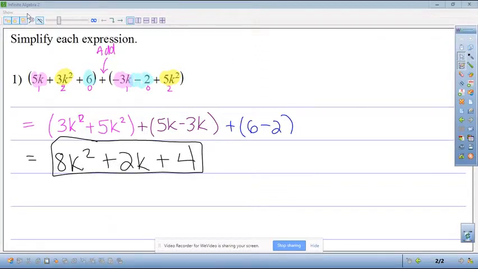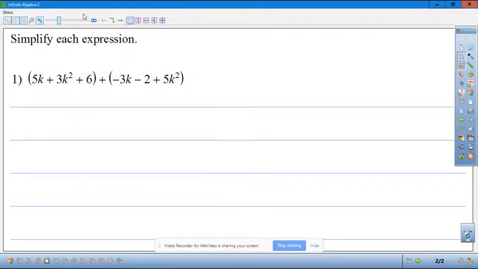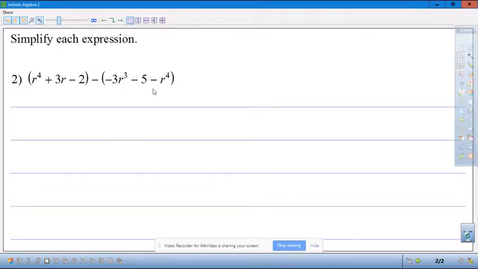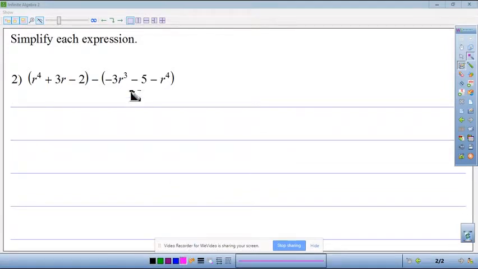Let's try another problem. All right, now this problem. Notice my operation in the center is now subtraction. If we have subtraction, we're going to have an added step to this problem. Our added step is we're going to have to actually distribute that negative. When there is a negative in front, you have to distribute the negative to every item behind the negative. So within the parentheses, the negative multiplies to negative 3r cubed. It multiplies to negative 5, and it's going to multiply to negative r to the 4th.